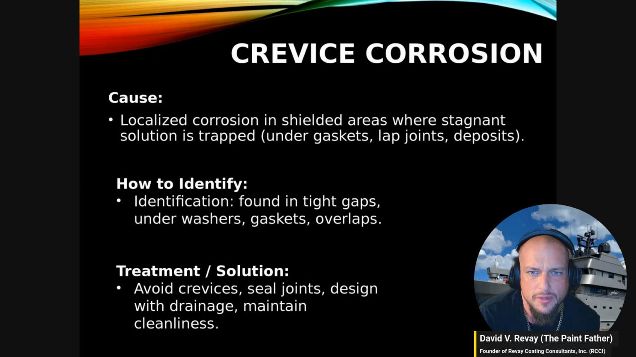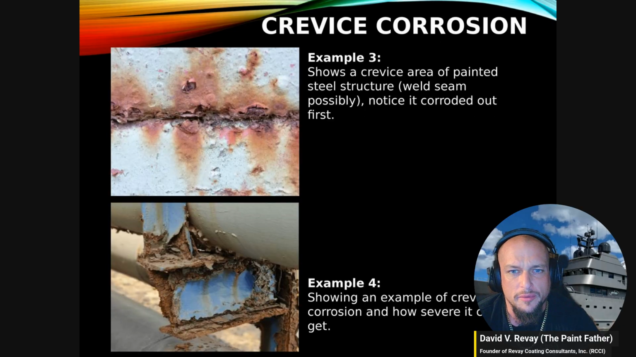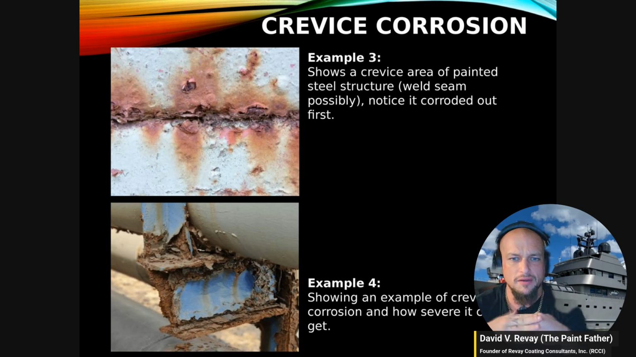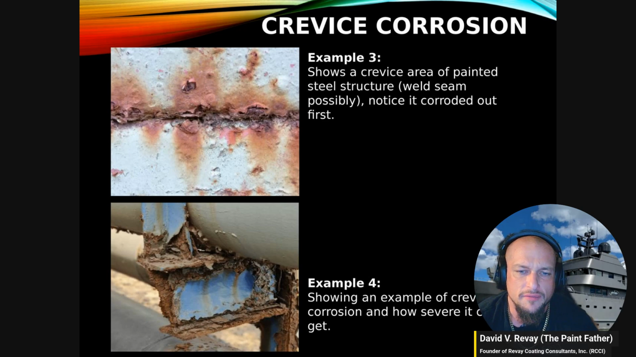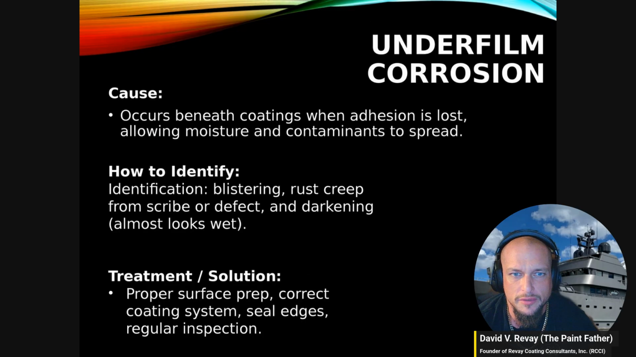This is basic CIP1 stuff, but as we get into the more advanced stuff, crevice corrosion is localized corrosion in shielded areas where stagnant solution is trapped: water under gaskets, lap joints, deposits. You'll be able to see it's usually along weld seams or anywhere that gets pinched, metal being pinched together. It's often left bare, and then this is what typically happens. These got distorted, unfortunately.